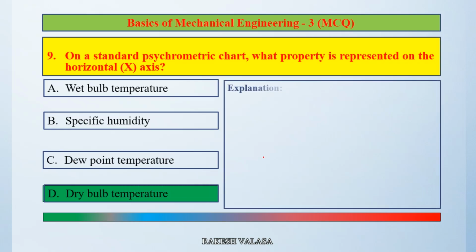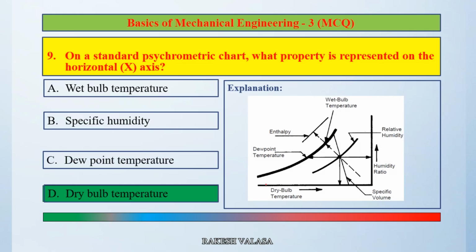Let us see the explanation. You can see this psychrometric chart. On the horizontal axis of the psychrometric chart, it represents dry bulb temperature. So the correct answer is option D, dry bulb temperature.